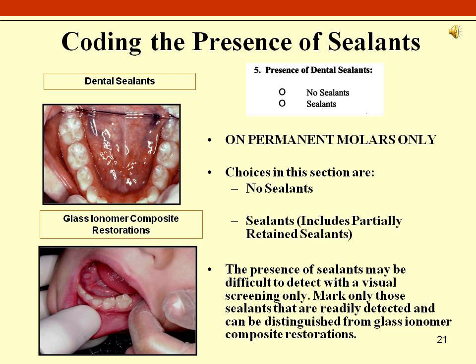Use your best judgment. If you have the time and the resources, you can use a toothpick to skim the occlusal surfaces. This sometimes helps in determining the presence of sealants. If you see a sealant, and it is only partially retained, still mark sealants. You will need to discriminate between sealants and glass ionomer composite restorations.